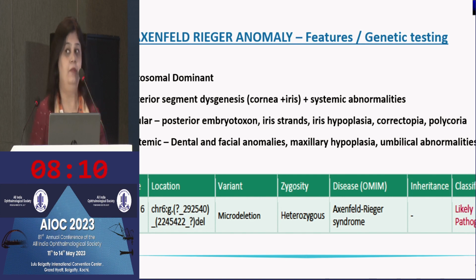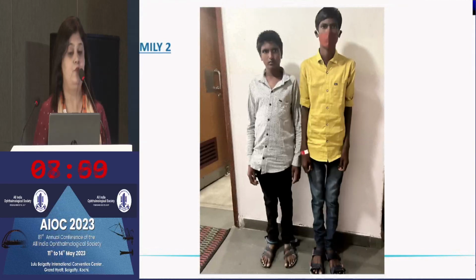So this family then underwent genetic testing, where we found a microdeletion in chromosome 6, which was confirmatory for Axenfeld-Rieger syndrome. Let's move on to our next family.